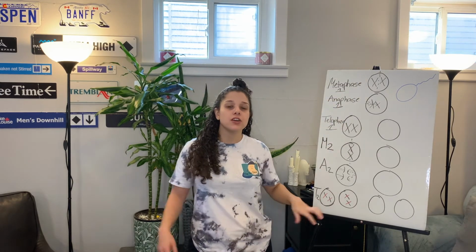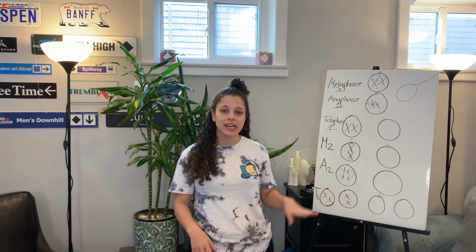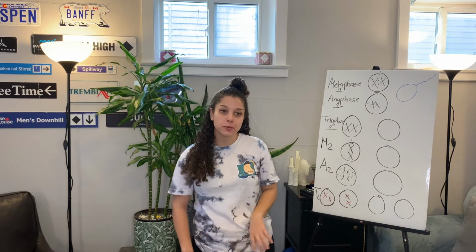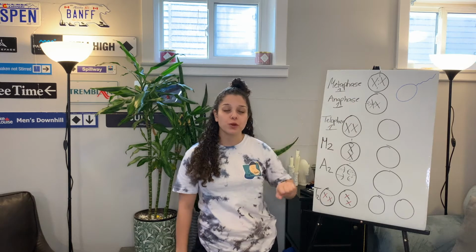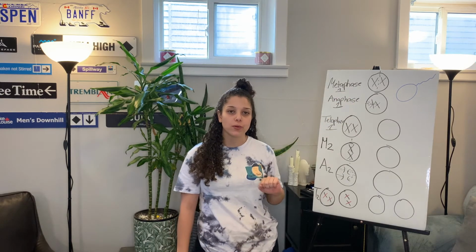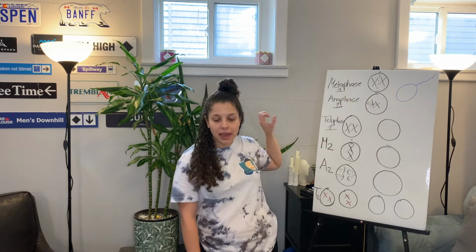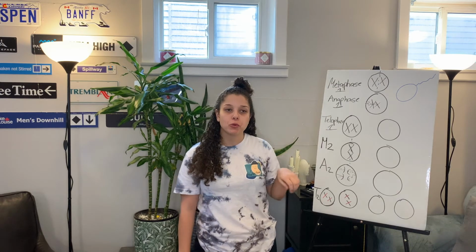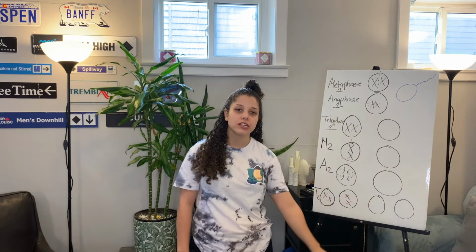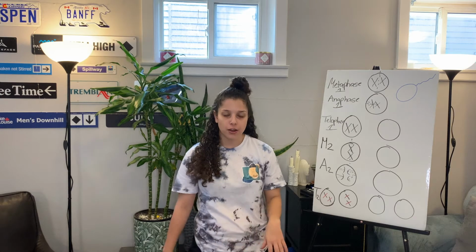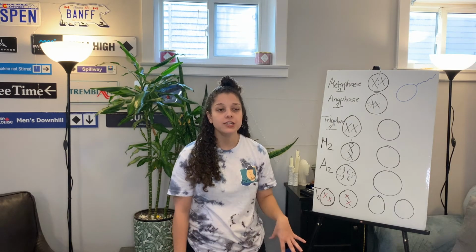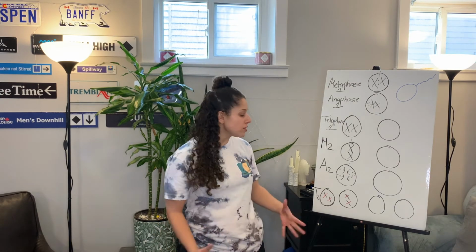So we have the homologous chromosome pairs line up along that metaphase plate, and then anaphase is going to occur, and this is where our non-disjunction is going to happen. So both pairs of homologous chromosomes are going to go to one cell, and then the other cell is going to have no pairs of that homologous chromosome. And so let's see what the resulting gametes are.